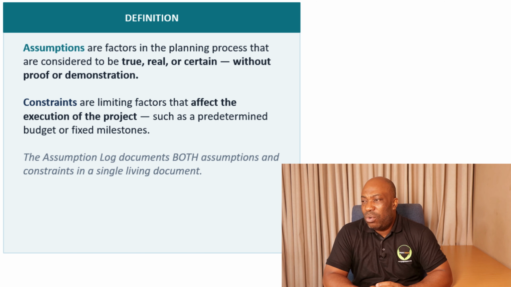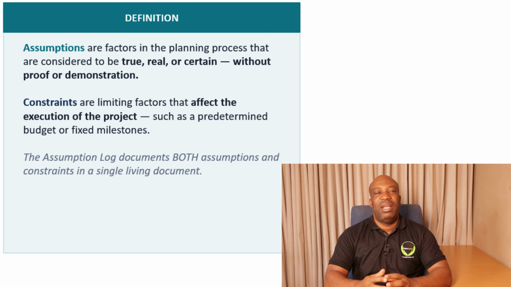So that is very, very important. Then a constraint is considered to be a limiting factor that affects the execution of a project, such as predetermined budgets or fixed milestones. So let me expand a bit on this. Constraints are always everywhere. In every project environment, you always find some constraints. It could be a resource constraint, which could be human or non-human. It could be a financial constraint, which could be budget. It can also be a constraint in terms of schedule.